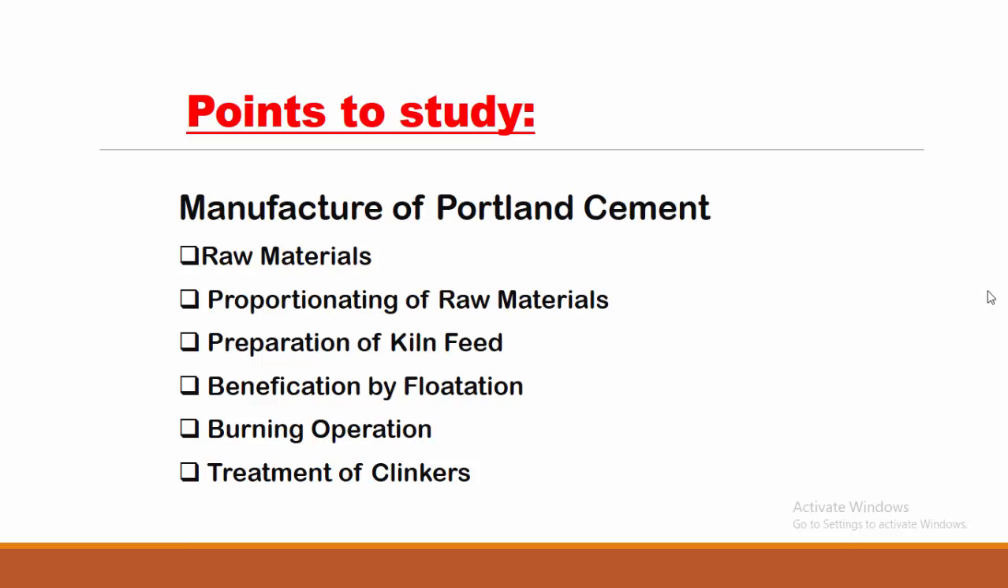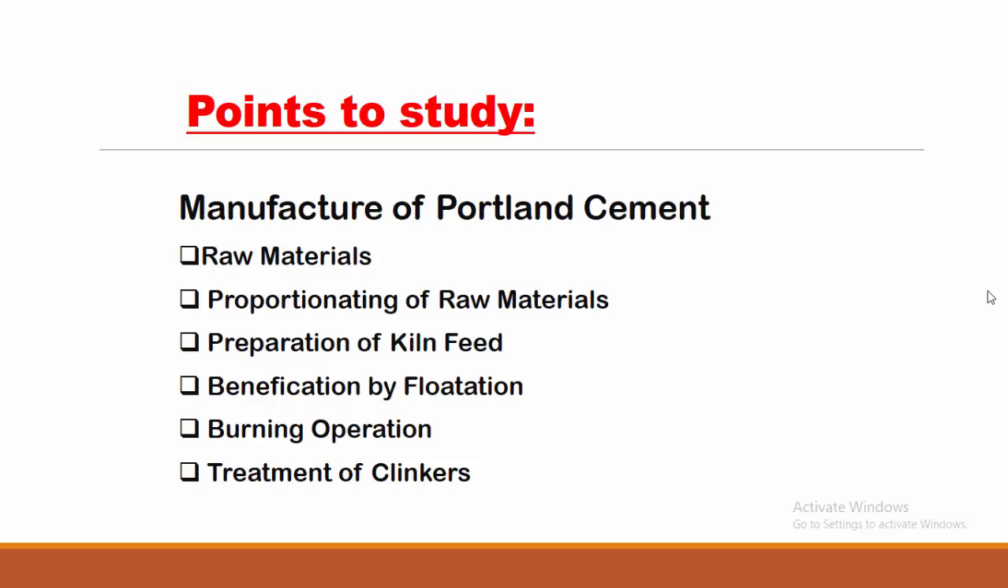As we already know, the raw materials are calcareous material, that is, rich in calcium, and argillaceous material, that is, rich in silica, and gypsum. So these are the three important raw materials for the manufacture of Portland cement. Second, proportioning of the raw materials.